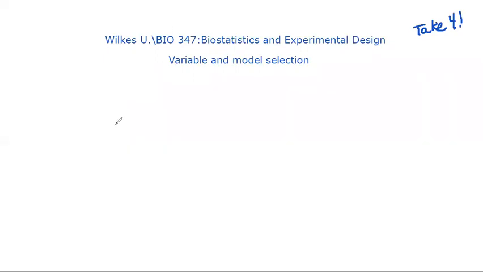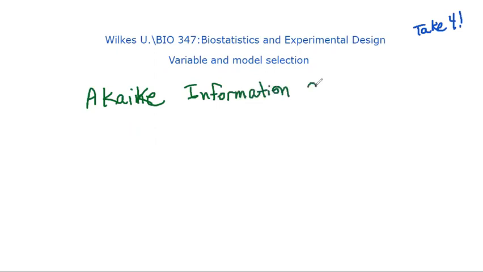The next thing we're going to look at is if you have a number of models, and by number of models, I mean more than 2, although this can be used for 2 models. The AIC, the Akaike information criterion. AIC, and that's just a K.